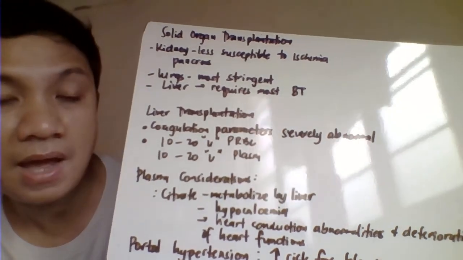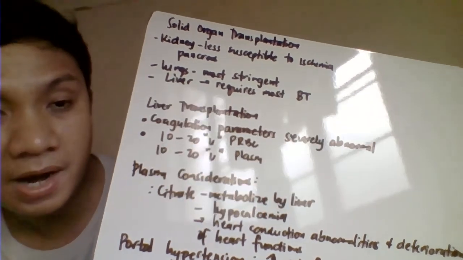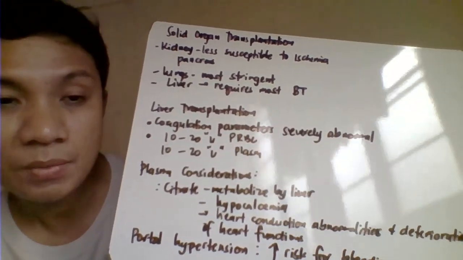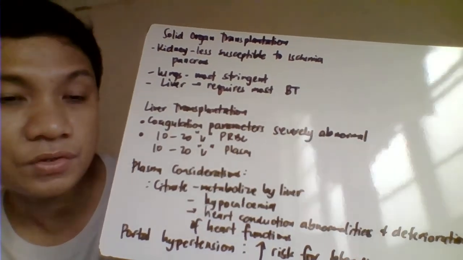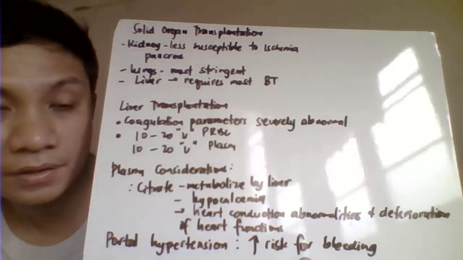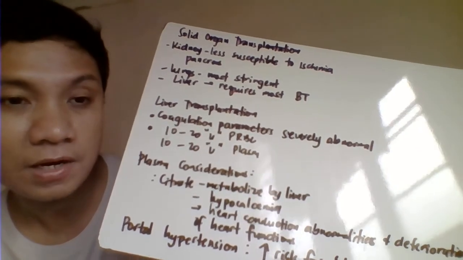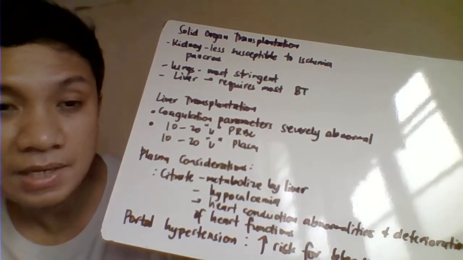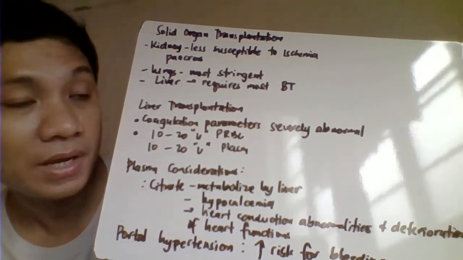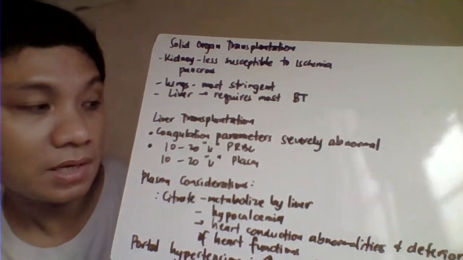For your kidney and pancreas, most likely these are less susceptible to ischemia, and most likely do not require a unit of blood for transfusion. Our liver is the one that requires most of your blood transfusion, requiring massive units of blood to be transfused. Okay, so usually liver transplantation is done if the patient has abnormal coagulation factors. And most likely you tend to transfuse 10 to 20 units of your PRBC, or even 10 to 20 units of your plasma if the patient has undergone a liver transplantation.